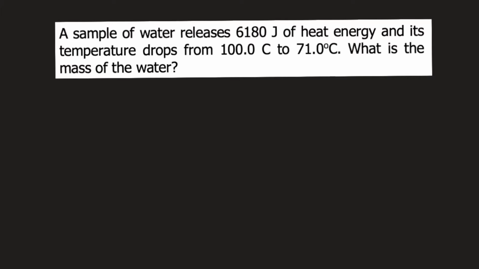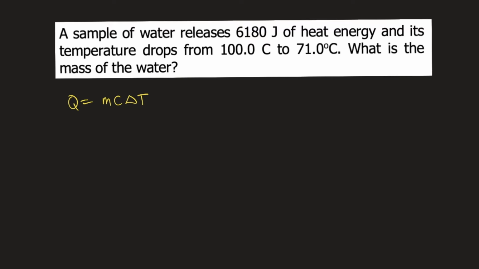A sample of water releases 6,180 joules of heat energy and its temperature drops from 100 degrees Celsius to 71 degrees Celsius. What is the mass of the water? So the formula that applies to this question is Q = mcΔT. Q is heat, m is mass, c is specific heat capacity, and ΔT is the change in temperature. So the question says, what is the mass of the water?